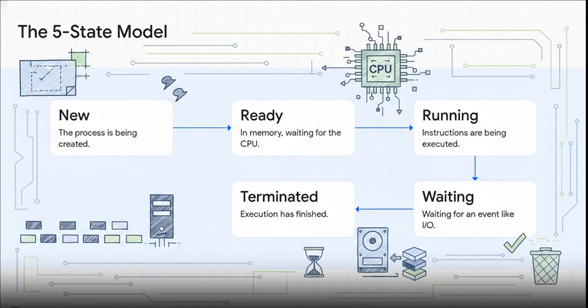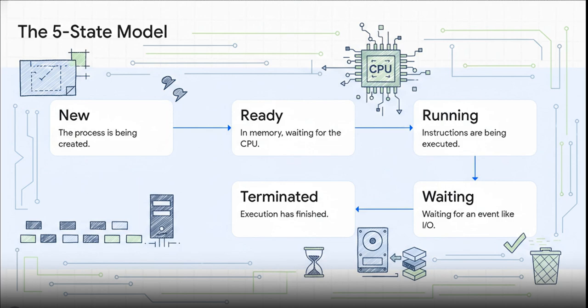Once it's all loaded up into memory, it moves to the ready state. Basically, it's standing in line waiting for its turn on the CPU. Then, when it finally gets picked, bam, it enters the running state. This is showtime. This is where the actual work gets done. Now, if it needs to wait for something, say a file to be read from the disk, it gets moved to the waiting state, which some people also call blocked.